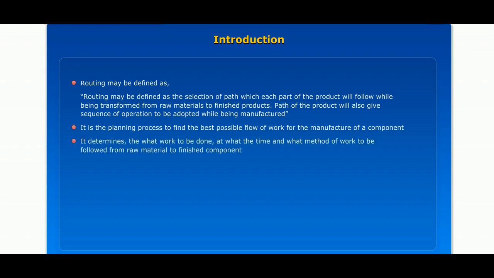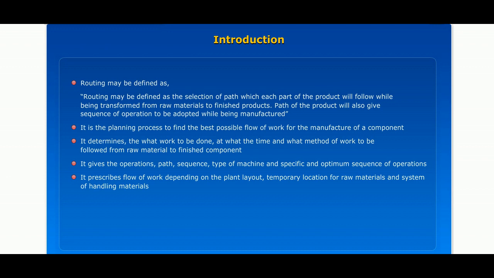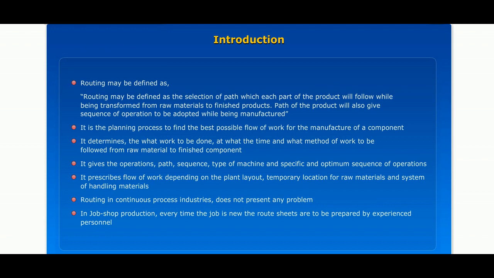It determines what work to be done, at what time, and what method of work to be followed from raw material to finished component. It gives the operations, path, sequence, type of machine, and specific and optimum sequence of operations. It prescribes flow of work depending on the plant layout, temporary location for raw materials, and system of handling materials. Routing in continuous process industries does not present any problem. In job shop production, every time the job is new, the route sheets are to be prepared by experienced personnel.